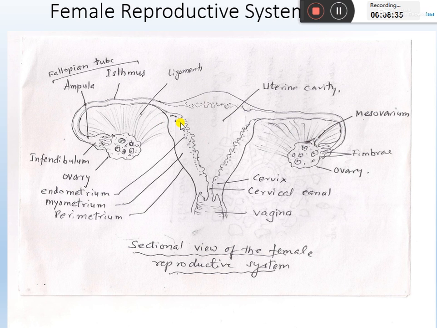Endometrium is supplied with blood vessels. So here there is supply of the blood vessels. There is a small opening of the uterine cavity. This is called the cervical canal, or generally known as the birth canal. It opens into the vagina.